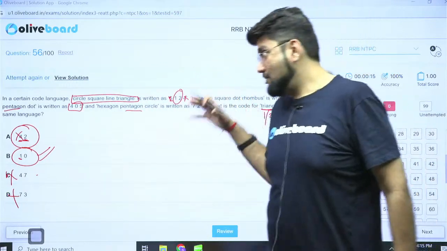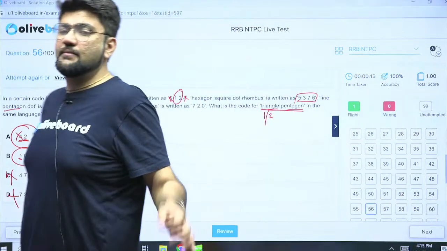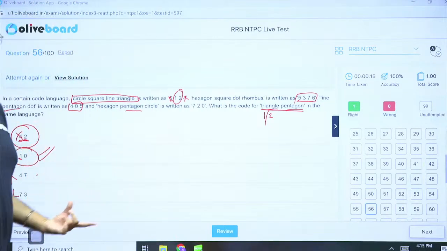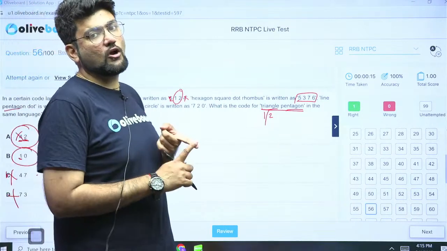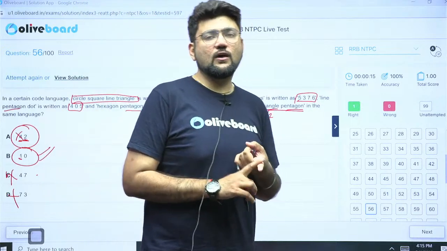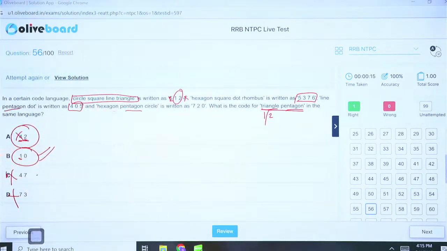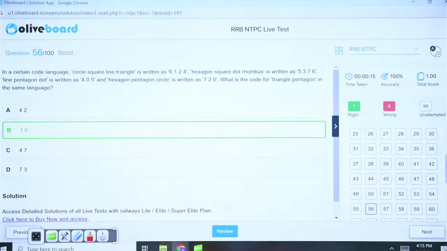Chinese coding can be attempted from the options, by eliminating them, unless and until you have options like cannot be determined, data inadequate or none of these. If that is one of the options, then you'll have to unfortunately go ahead and check it completely. Got it? Understood? So we have option B as our correct answer, 1 and 0.